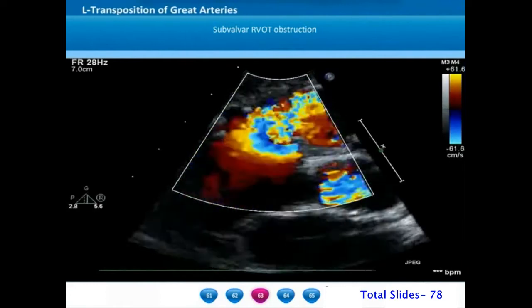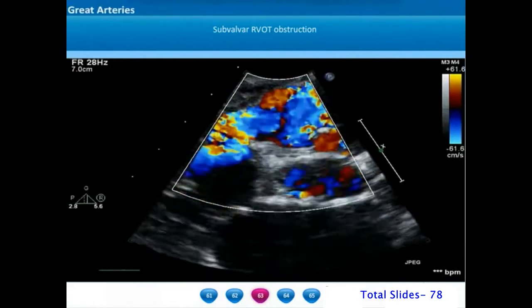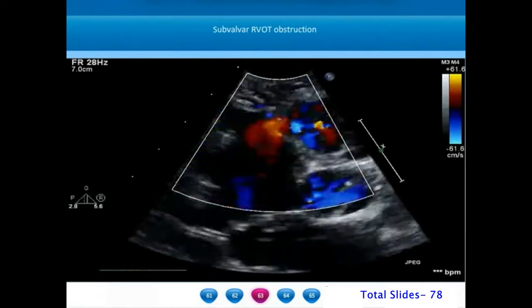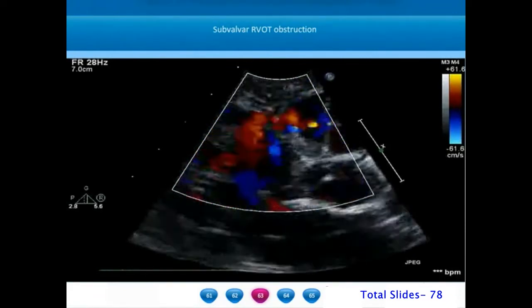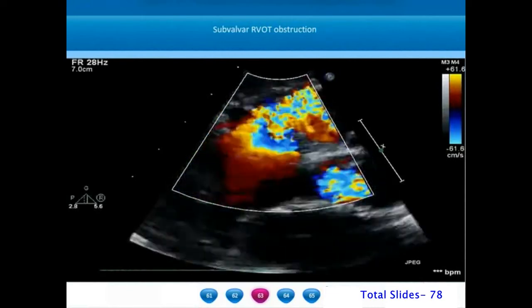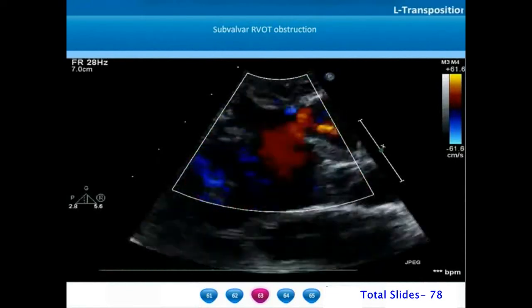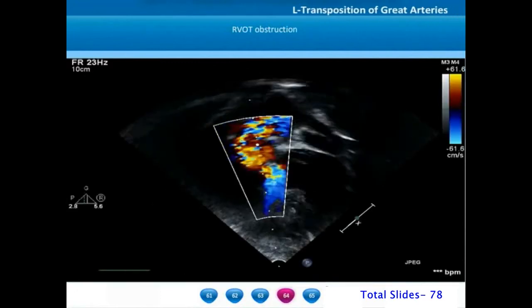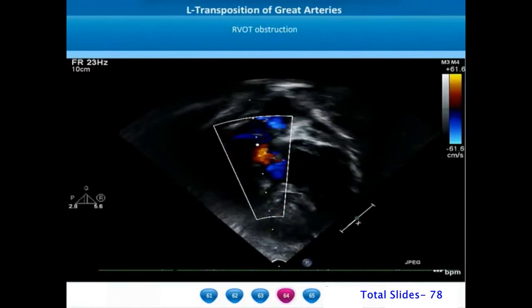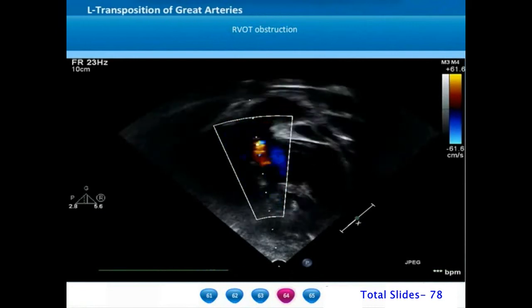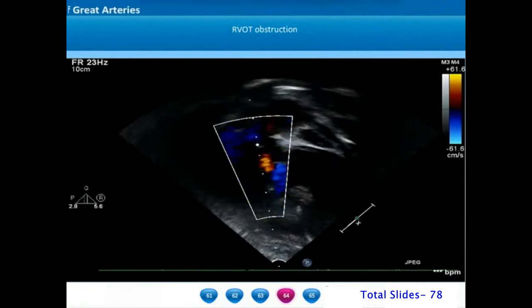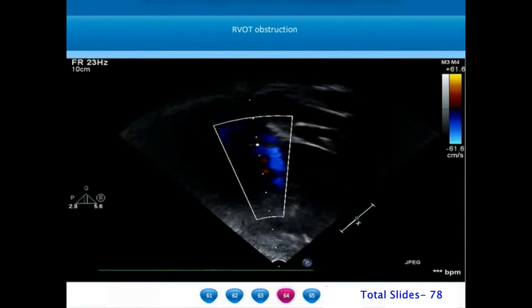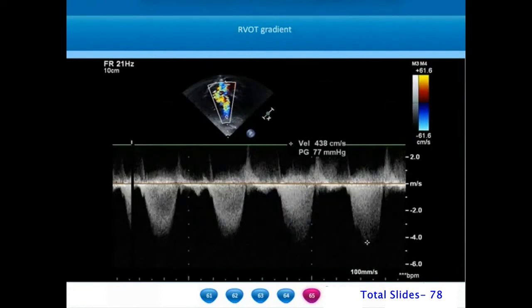The discrete infundibular or conal muscle in the subaortic conus is causing a tight narrowing of the subvalvar right ventricular outflow tract, and this causes a subaortic stenosis. On an apical view, we can notice the right ventricular outflow tract obstruction caused by a subvalvar conal muscle bundle. When there is a right ventricular outflow tract obstruction, the peak gradients can be assessed by using continuous wave Doppler.